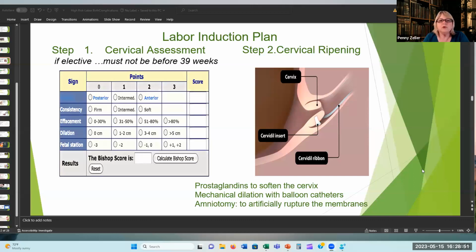But let's go back to labor induction. If we have a client that is post-term, or there's something going on with her, if she has a pulmonary embolus, of course, it's going to be an emergent C-section. But if it's indicated that we go ahead and induce her into labor.